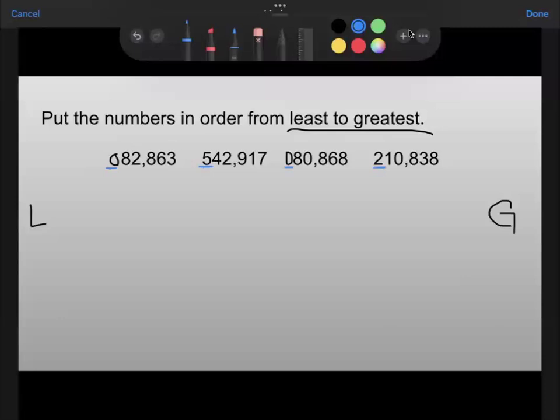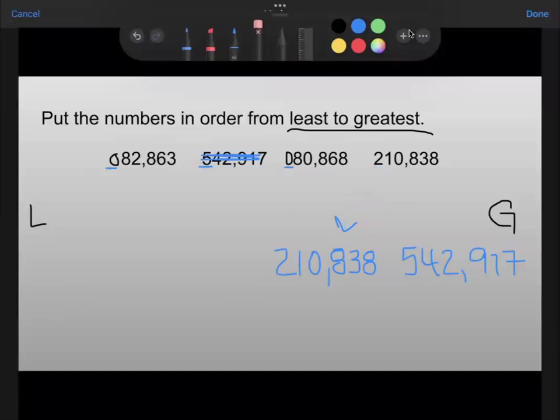Okay, so 2 of those are the same, but 2 of them are different. The 5 is bigger than the 2, which is also bigger than the 0. So out of 0, 5, 0, 0, 5 is the biggest, which means that is the greatest number in the list. So we have 542,917 over here. And I'm going to go ahead and cross that one off. Okay, now what we have left is we have 2 zeros and a 2. Well, since 2 is greater than 0, that's my second greatest number. So I'm going to go ahead and put that one here. 210,838 is going to go right there.